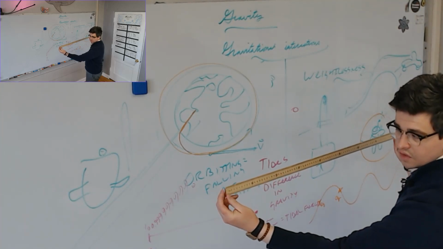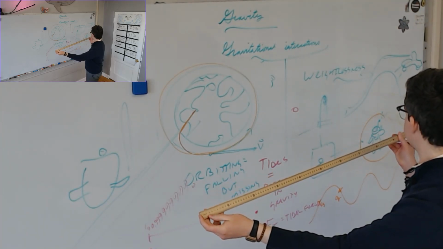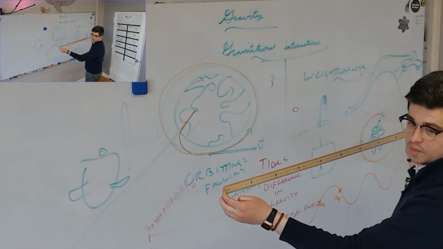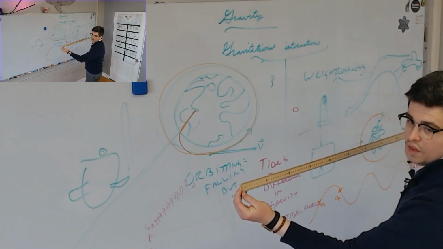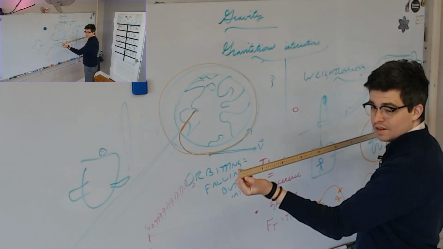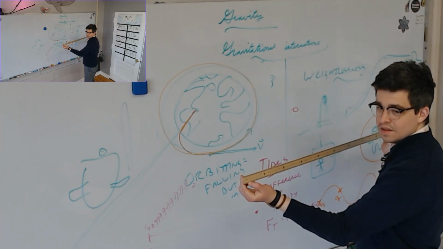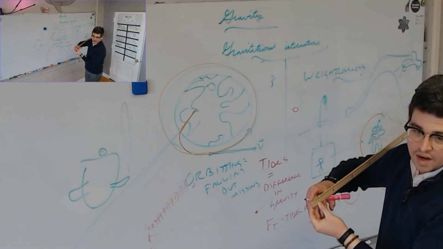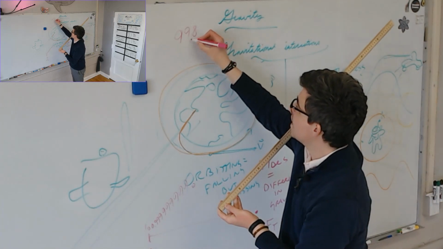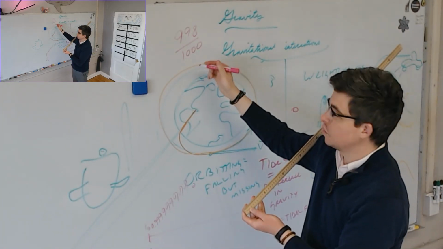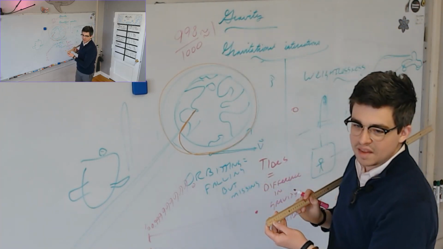This side of the Earth is experiencing the sun's gravity at 1,000 out of 1,000. The other side of the Earth is experiencing 998 out of 1,000 gravities. So the ratio, this side compared to the other side, is 998 thousandths, which is almost the same. It's almost 1.